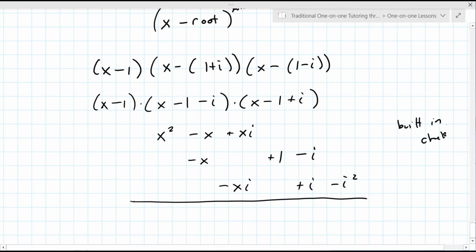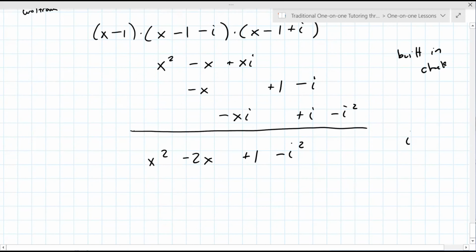And again, full disclosure, if you were to put this line right here into something like Wolfram, it will give you all the work that we're about to do. So just keep that in mind as a check. So this becomes minus 2x plus 1 minus i squared. But you said, hey Matthew, you said all the i's were going to go away. Well, i squared is -1. So this is negative of a -1 plus 1. This is really plus 1. So it's x squared minus 2x plus 2.